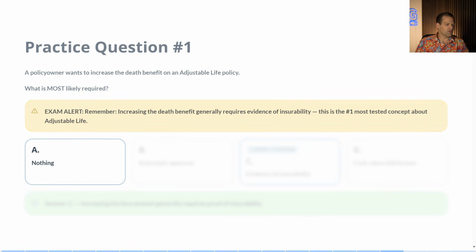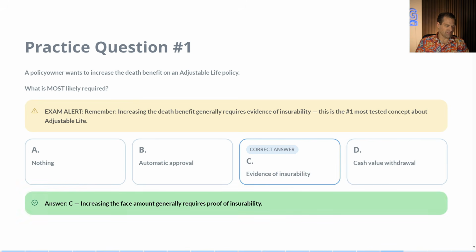Would it give the advice away already? Increasing the death benefit generally requires evidence of insurability. Put the answer before the questions. So evidence of insurability. So there you go.